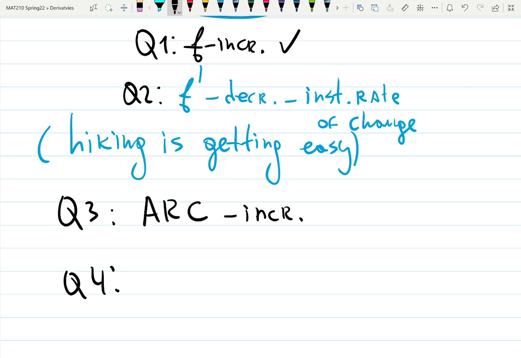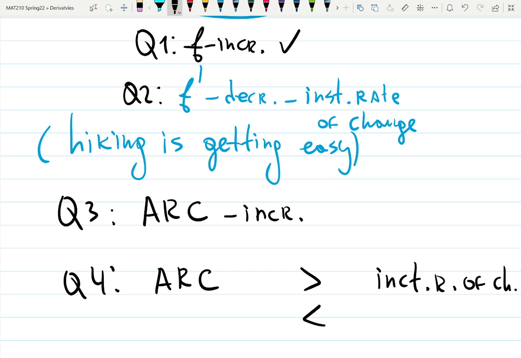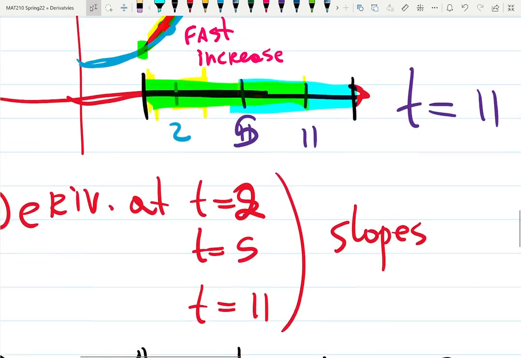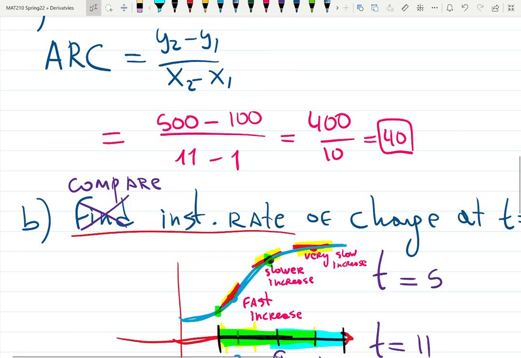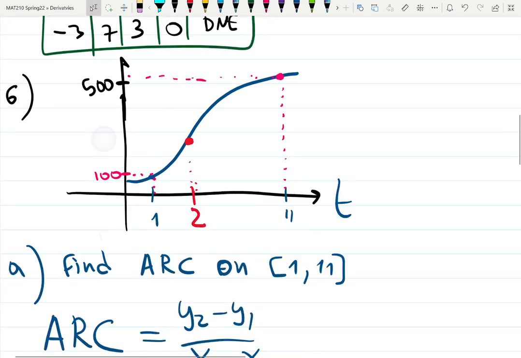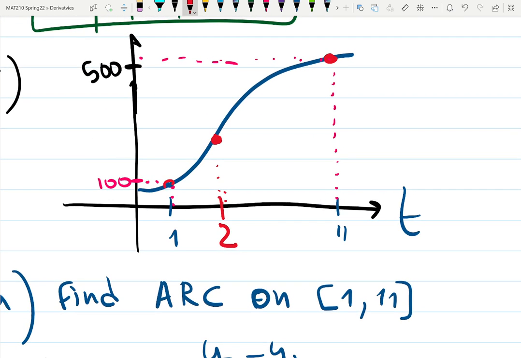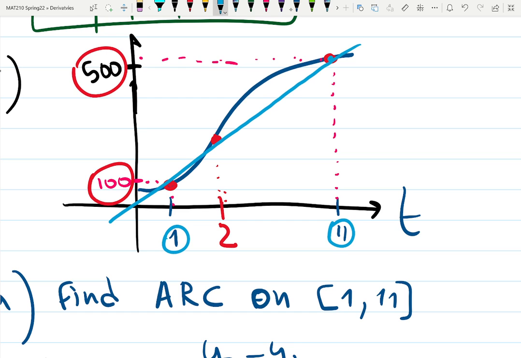On average, we can see something is growing. And question number four is the weirdest one. Let's compare instantaneous rate of change and average rate of change. Which one is bigger or smaller? Let's go back to the graph and see. We already found the average rate of change. How do we find it? I took the second output and the first output, output minus output over input minus input. That means I took those two points and connected them like so. When you connect those two points, you find the average. This is my average rate of change.